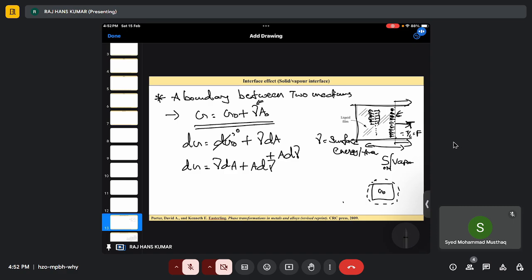Now, differentiation with respect to the area will give me surface energy plus A times the change in surface energy with respect to area.